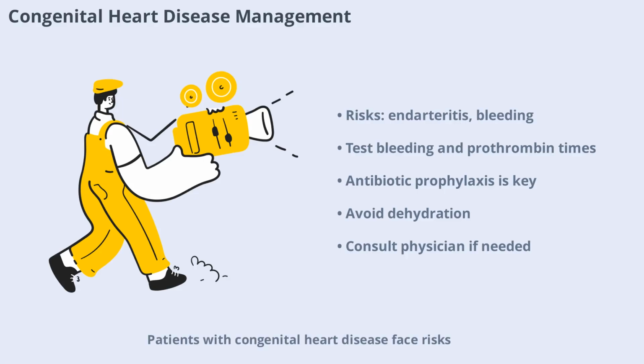Patients with congenital heart disease face risks such as infective endarteritis and prolonged bleeding. Bleeding problems may arise from right to left shunting, thrombocytopenia, or lack of coagulation factors. Proper antibiotic prophylaxis, avoidance of dehydration, and testing of bleeding and prothrombin times are essential before any surgical procedure. Consultation with the physician is recommended if these times are prolonged, ensuring safe and effective management.